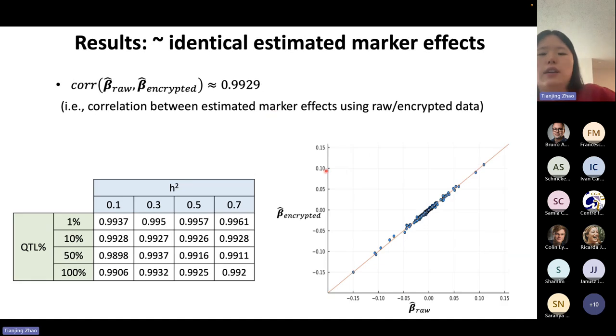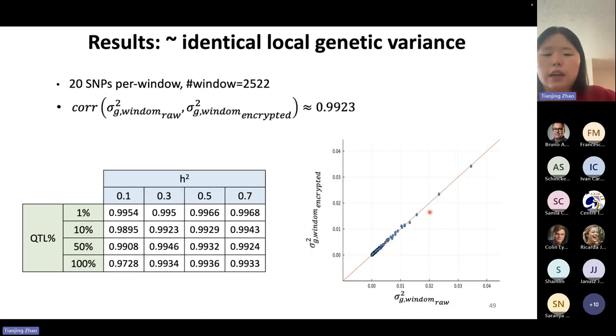And here is another result. Using the encrypted data, we estimate almost identical marker effects as using the raw data. And here is another result. Here we split the whole genome into different windows, and for each window, we can calculate the local, the window genetic variance. So this can be used for association studies.